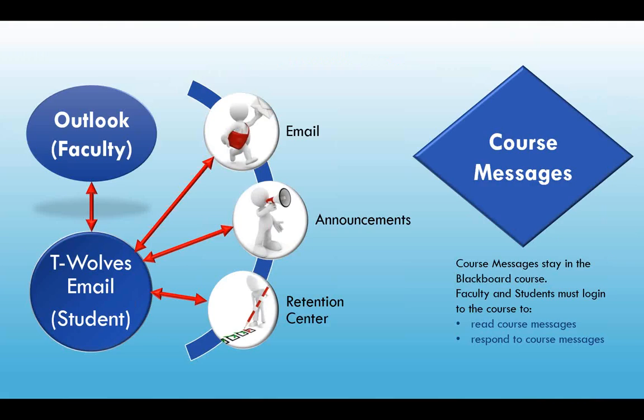All right. And one of the things that I put together is a diagram to give you a little bit of an idea. If you use the Blackboard email, announcements, Retention Center, and I actually left off the Grade Center, that's all going through the email feature in Blackboard. So that's all going out to the T-Wolves. When students respond to it in the T-Wolves, it goes to your Outlook, and when you respond to it, it goes back to T-Wolves. It never goes back into the course. Okay, if you want everything to be done through the course itself, then you're better off using the course messages. Okay, so that gives you a little bit of an idea of how it's going to work.